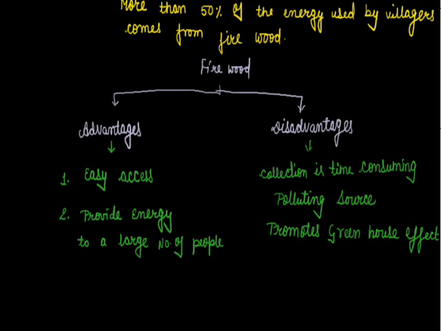How does it promote greenhouse effect? Basically, it increases the quantity of carbon dioxide in atmosphere, and carbon dioxide is considered the main greenhouse gas. That's why it promotes the greenhouse effect, and it also promotes deforestation. Deforestation is related to cutting the trees, and firewood also promotes the cutting of trees, because if we do not cut the trees, then we cannot get firewood easily.